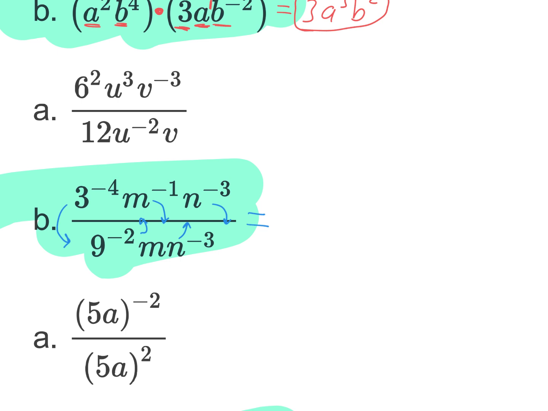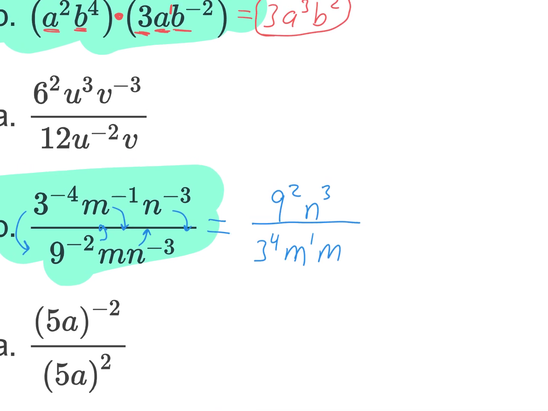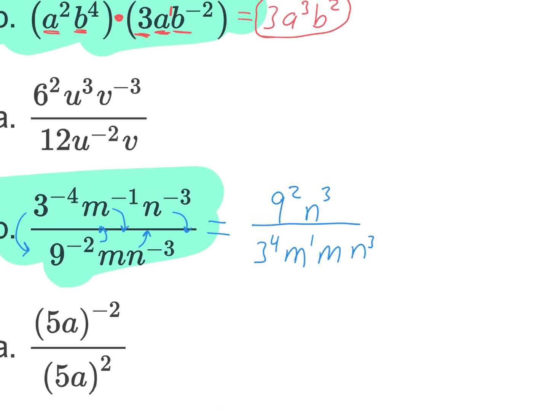The only thing that's on top right now, that 9 to the positive 2 moved to the top, and that n to the power of 3 moved to the top as well. And then everything else is on the bottom. I have a 3 to the 4th, m to the 1st. I have that m that was already there, and then I have an n to the positive 3.